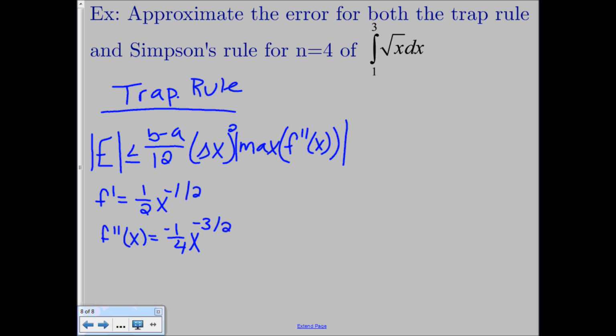That means the maximum is going to be at an endpoint, since we don't have any critical values on the interval. If we plug in 1 and 3, the second derivative at 1 is negative 1/4, and the second derivative at 3 is equal to negative 1 over 12 times the square root of 3. Negative 1/4 is a bigger number than negative 1 over 12 square root of 3. So that's the value we're going to use for the maximum.